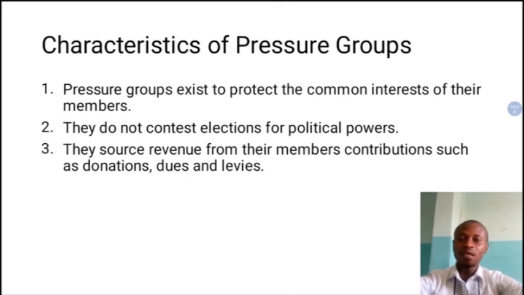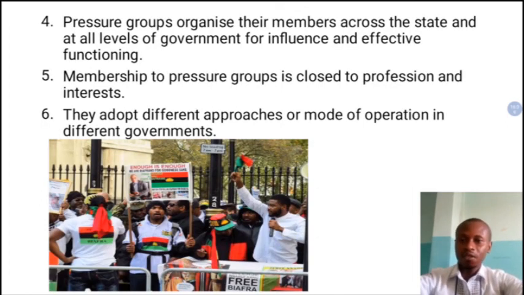Now, they source revenue from their members. They don't get allocation from government. They don't depend on government to get subvention. No. Their members pay their dues, pay their levies, make donations, and they use this money to run their affairs.